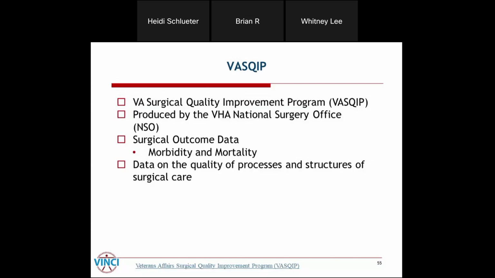We have the VASQIP data, or VA Surgical Quality Improvement Program. So this data is produced by the VHA National Surgery Office. It includes surgical outcome data, including morbidity and mortality information, and it includes data on the quality of processes and structures of surgical care.